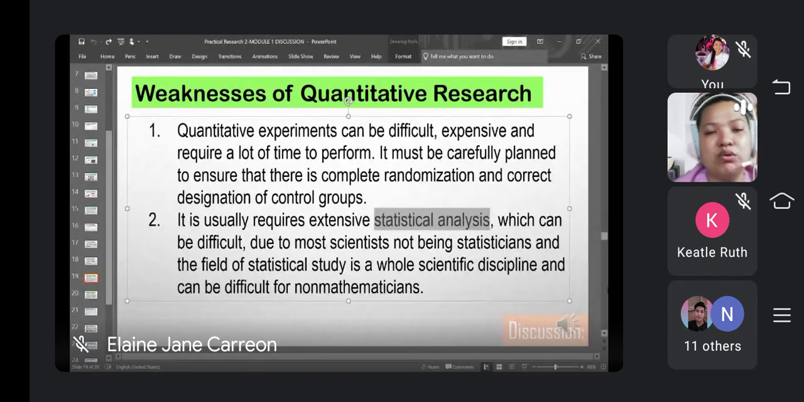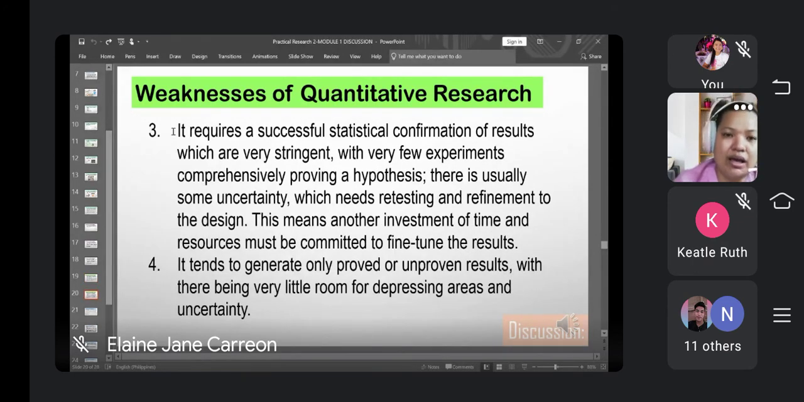Inaral nyo ba mabuti yung statistics nyo? Yun ang dahilan kung bakit ibinibigay ang statistics in your high school, kung bakit may ganon, kahit na EIM kayo. Kasi nga, kailangan ito sa research ninyo.